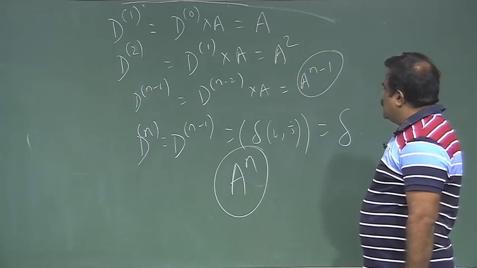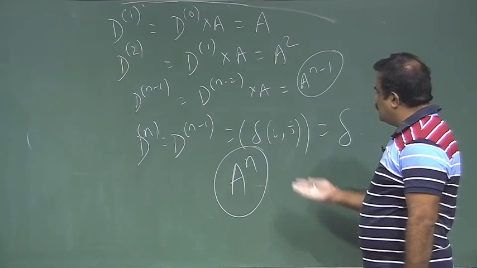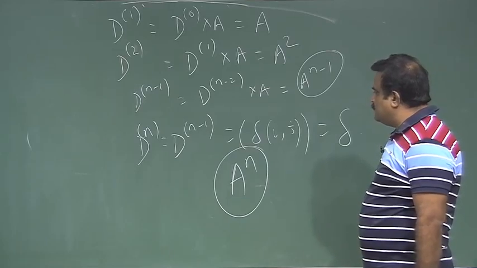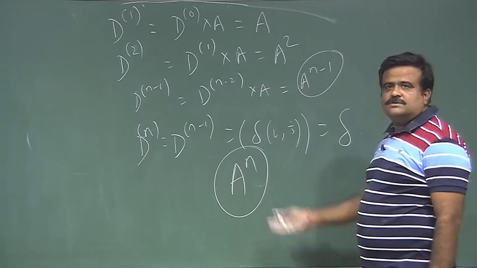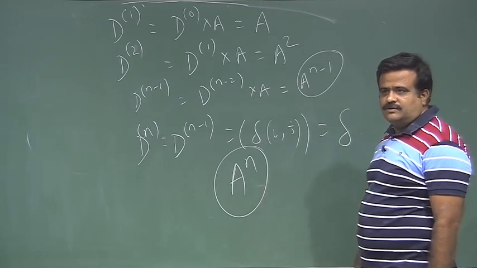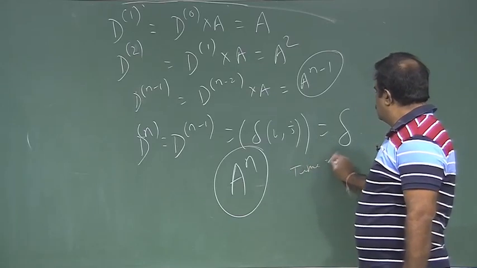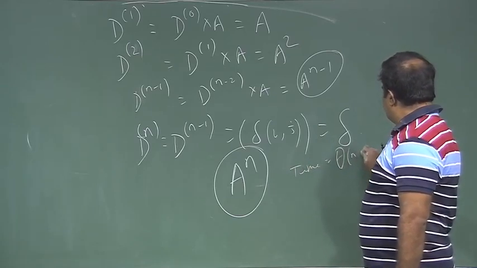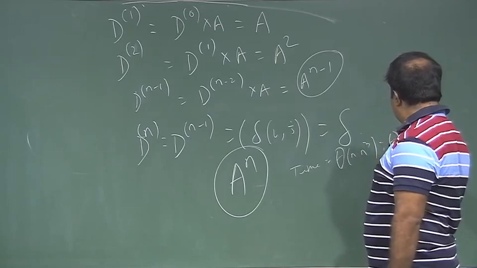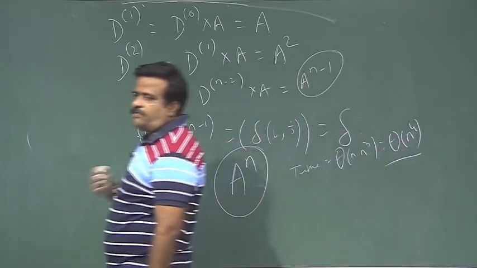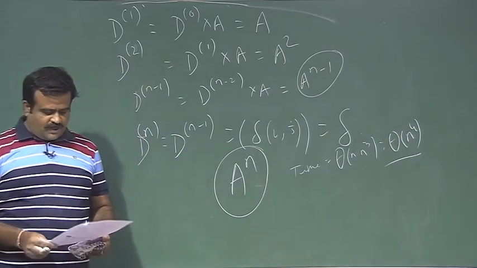How many times is this matrix multiplied? n times. Each time the matrix multiplication, for a matrix of size n cross n, will take order of n cube. So the time will be n into n cube, so n to the power 4, which is not as good as if we run the Bellman-Ford for all pair shortest path.